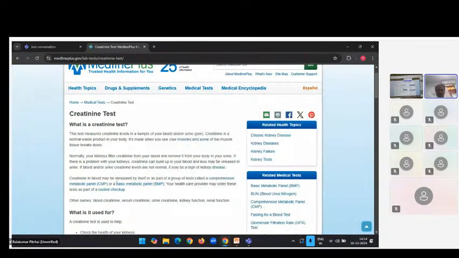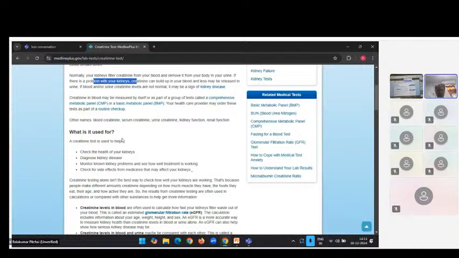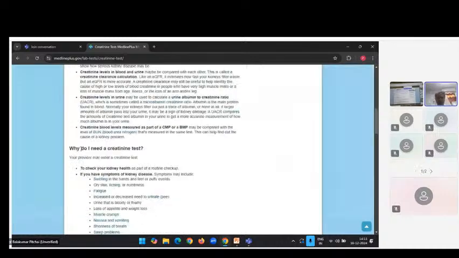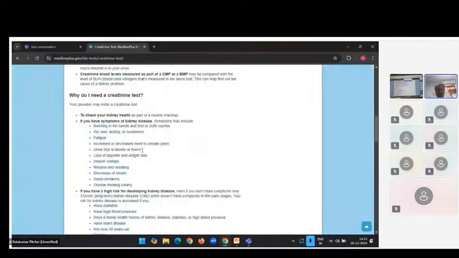What kind of information? Normally, your kidneys filter creatinine from your blood and remove it from your body in your urine. If there is a problem with your kidney, creatinine can build up in your blood and less may be released in the urine. If blood creatinine levels are not normal, it may be a sign of kidney disease. What is it used for? Why do I need to check the creatinine test?